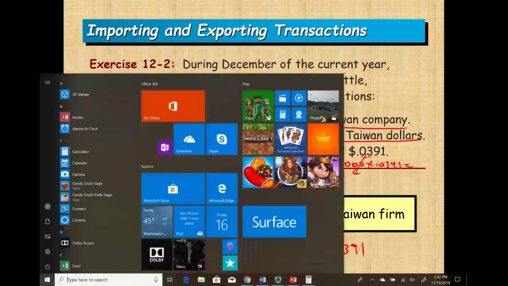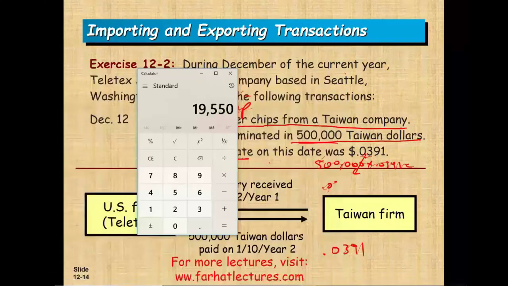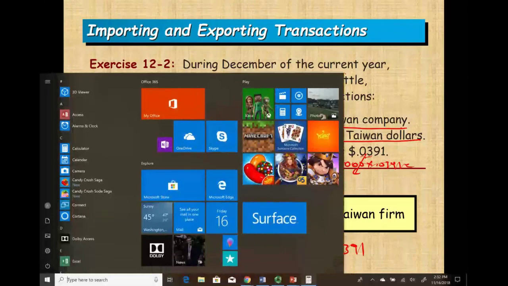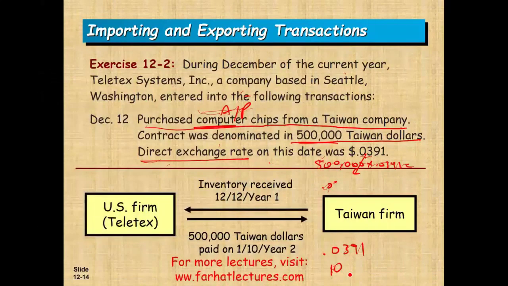0.0391. If you want to know the indirect exchange, take 1 divided by 0.0391. So you need 10.98 Taiwanese to buy $1, just if you're interested in that.